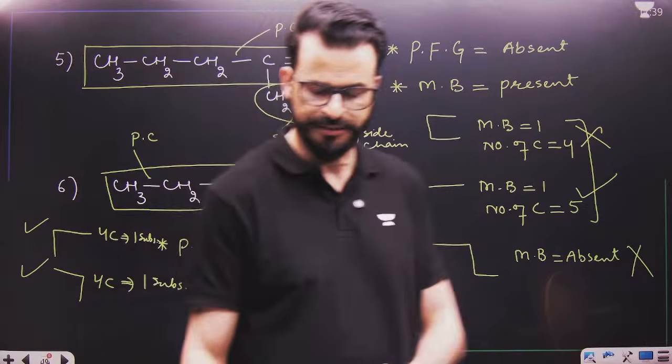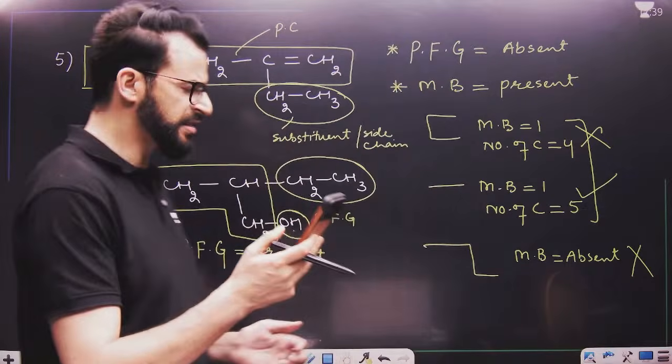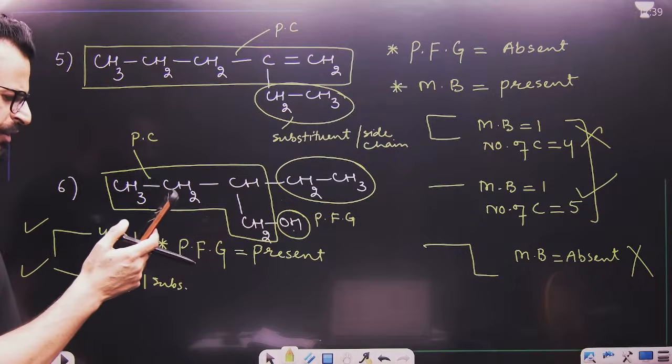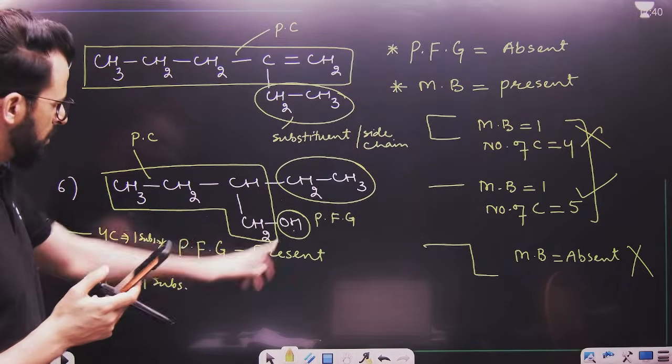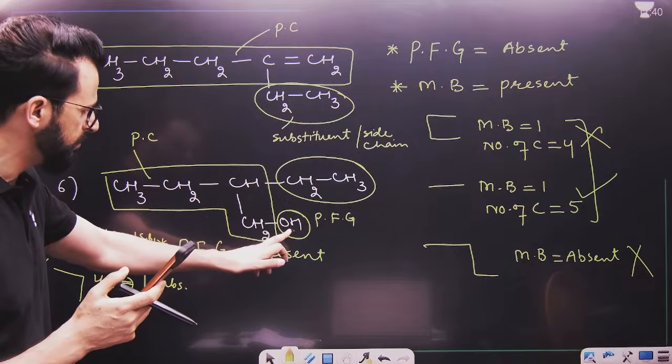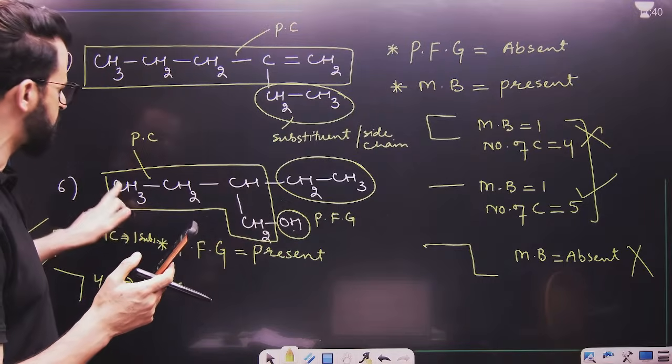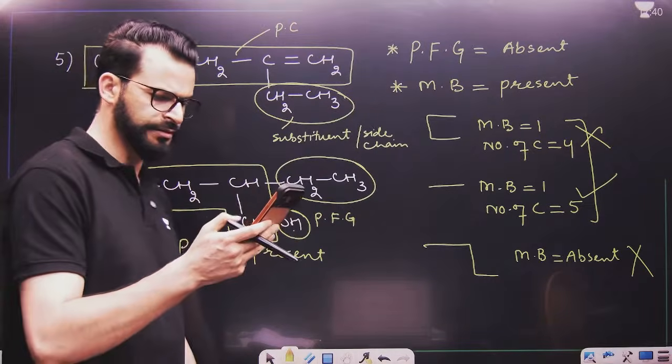Tell me, is this point clear? This functional group does not have any carbon. That's why we include carbons. Is this point clear?